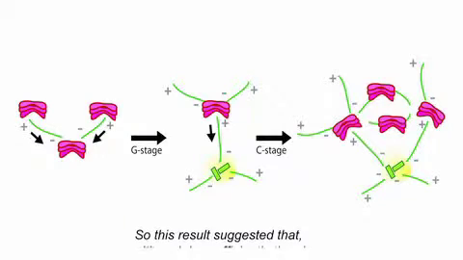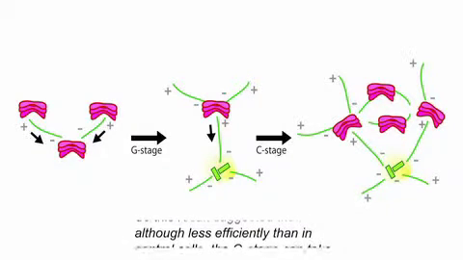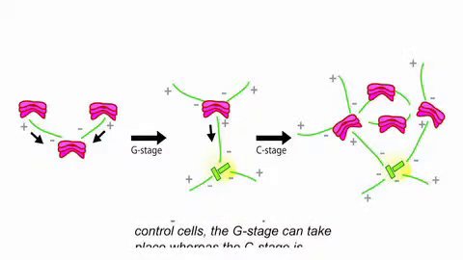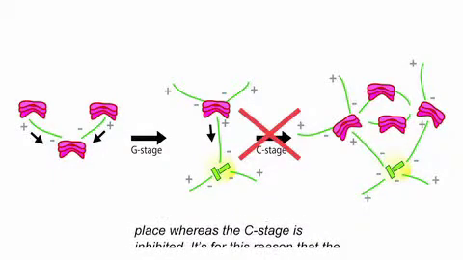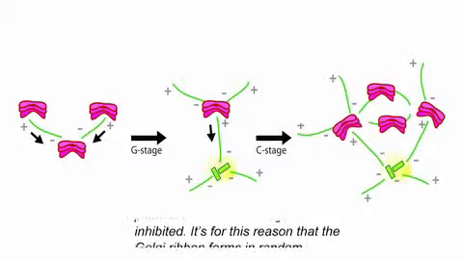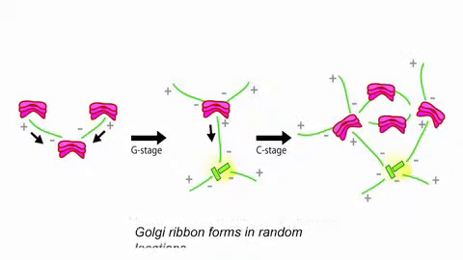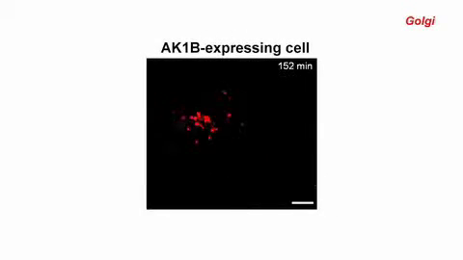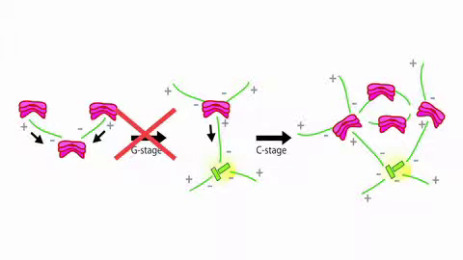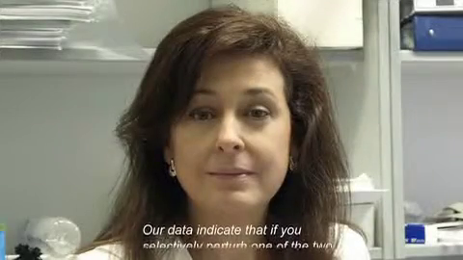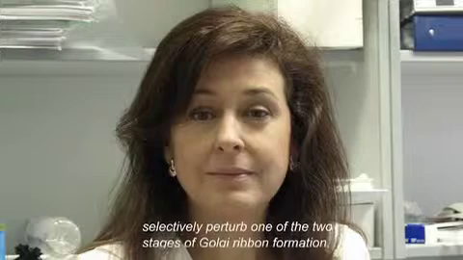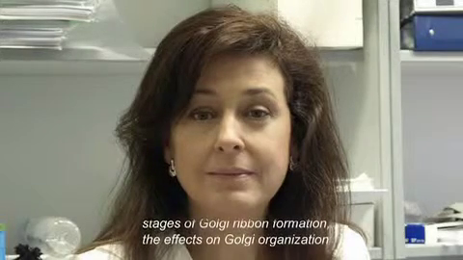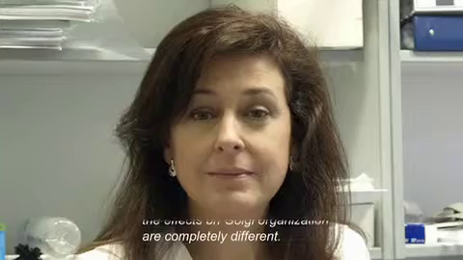So this result suggested that although less efficiently than in control cells, the G stage can take place, whereas the C stage is inhibited. It's for this reason that the Golgi ribbon formed in random locations. AK1b, on the other hand, caused Golgi fragments to quickly cluster in the cell center, but peripheral fusion was inhibited, suggesting that AK1b blocks G stage but allows C stage to proceed. Our data indicate that if you selectively perturb one of the two stages of Golgi ribbon formation, the effects on Golgi organization are completely different.